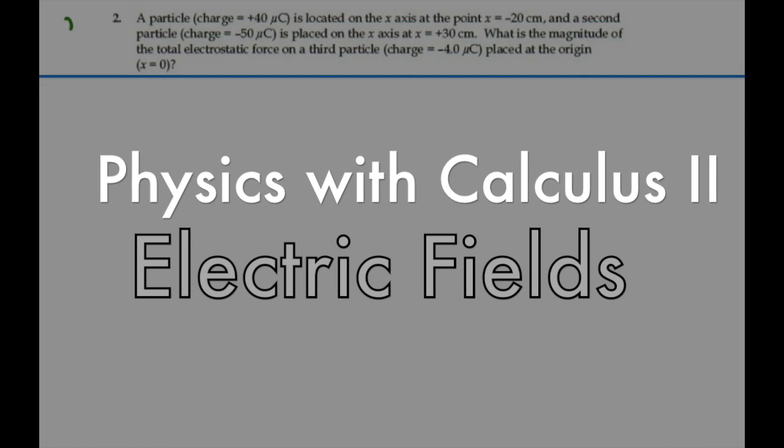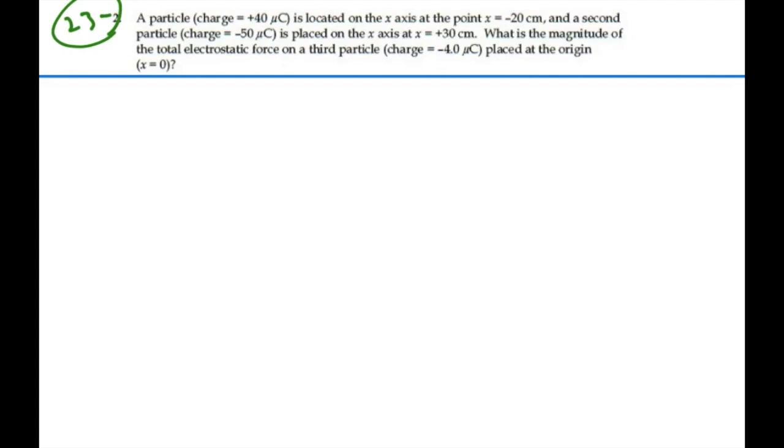Take a look at problem 23-2. A particle charged plus 40 microcoulombs is located on the x-axis at the point x equals minus 20 centimeters, and a second particle charged minus 50 microcoulombs is placed on the x-axis at x equals plus 30 centimeters. What is the magnitude of the total electrostatic force on a third particle, minus 4 microcoulombs, placed at the origin?